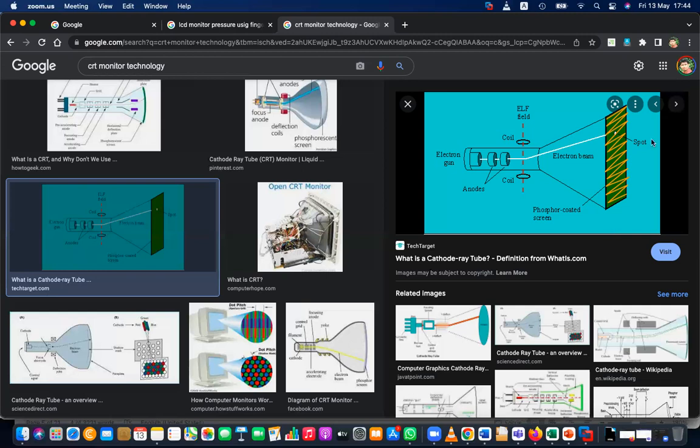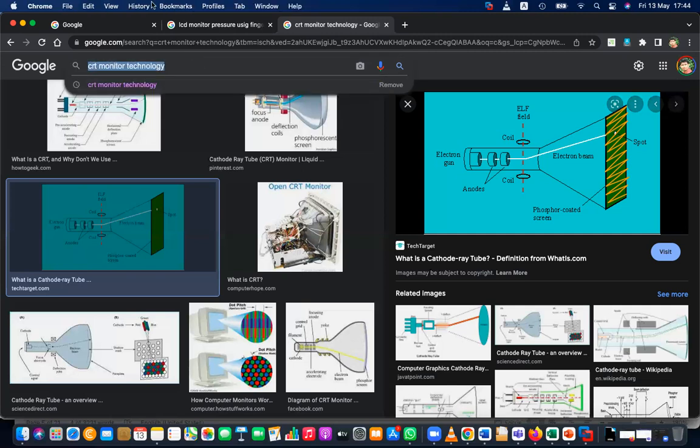Therefore, we are not doing that. We are refreshing the monitor, and the higher the refresh rate, the higher the quality of the image.